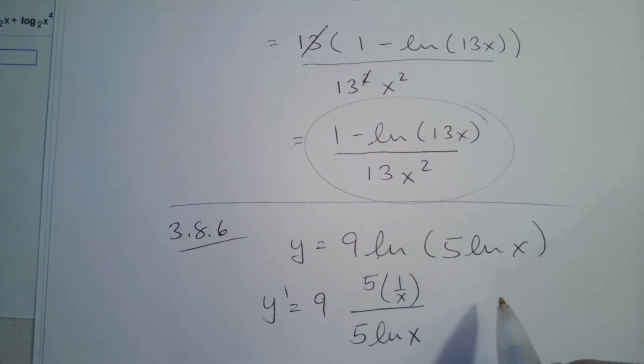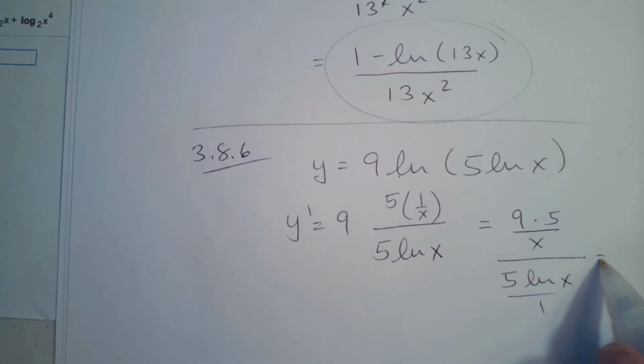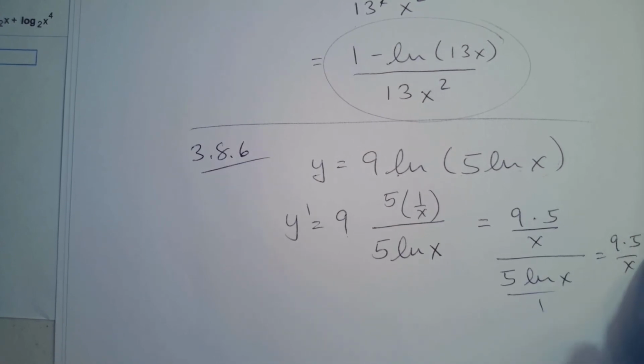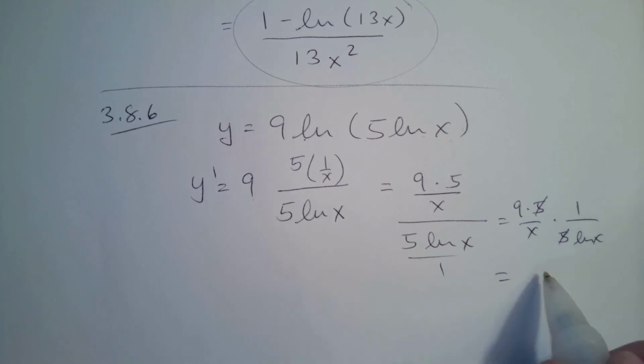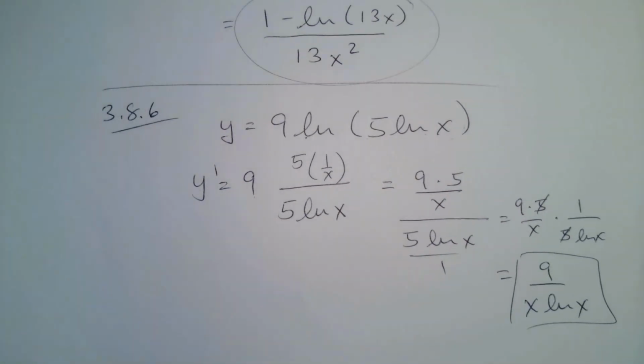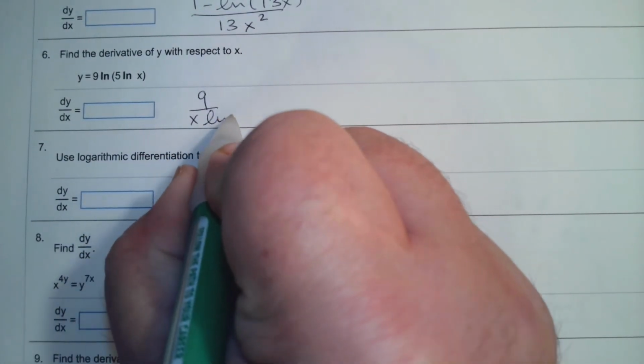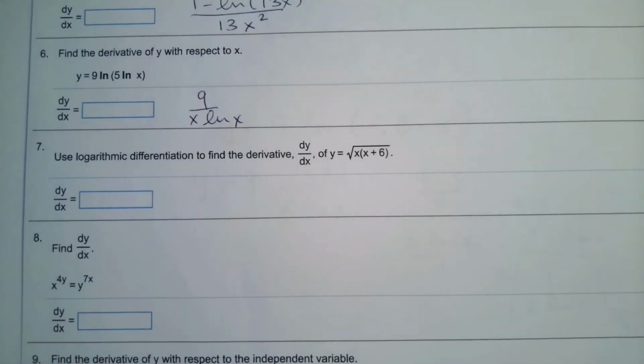Okay. So it's 9 times 5 over x, over 5 ln x, the 5's cancel, equals 9 over x ln x. That's number 6. Number 7.